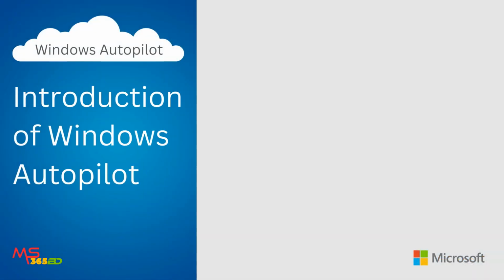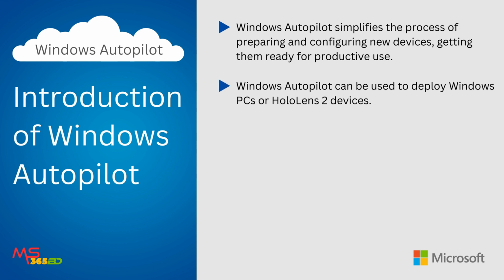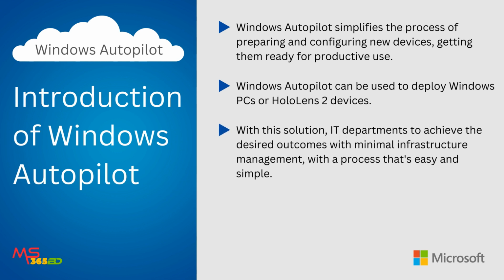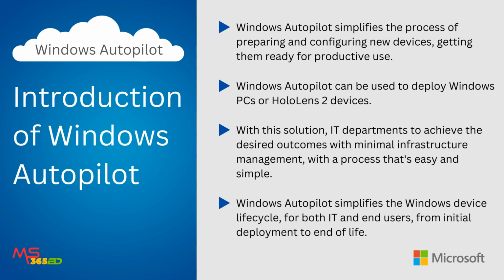Introduction of Windows Autopilot. Windows Autopilot simplifies the process of preparing and configuring new devices, getting them ready for productive use. Windows Autopilot can be used to deploy Windows PCs or HoloLens 2 devices. With this solution, IT departments can achieve the desired outcomes with minimal infrastructure management, with a process that's easy and simple. Windows Autopilot simplifies the Windows device lifecycle, for both IT and end users, from initial deployment to end of life.